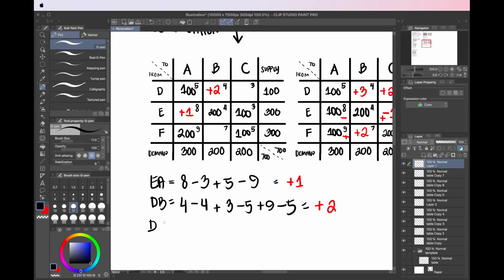So DC. Okay, so let's analyze this. So the best path would be here, here, here, and then back. We can't go here and then directly here since this is a dead end. So let's calculate again. 3 minus 5 plus 9 minus 5 is equal to 2.